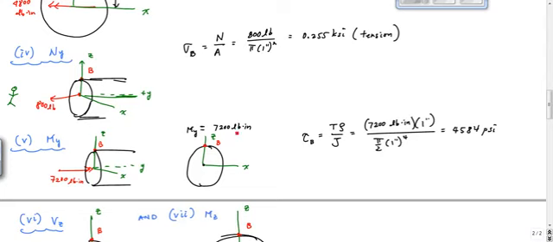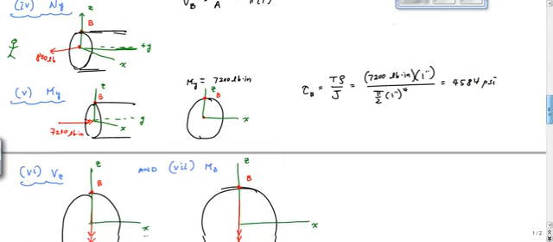to that twisting moment My of 7,200 pounds inch, which we calculate by the torsion formula, which is this internal torque times the radius, or the distance from 0 to point B, divided by the polar moment of inertia, which is pi over 2 r to the fourth. Okay, and here is that stress at point B. And again, we want to think about what direction that shear stress is in.